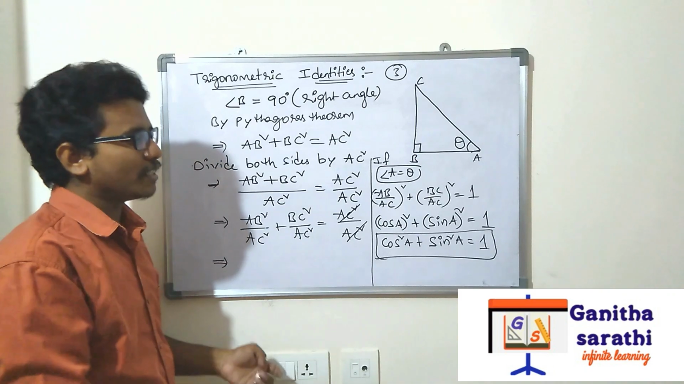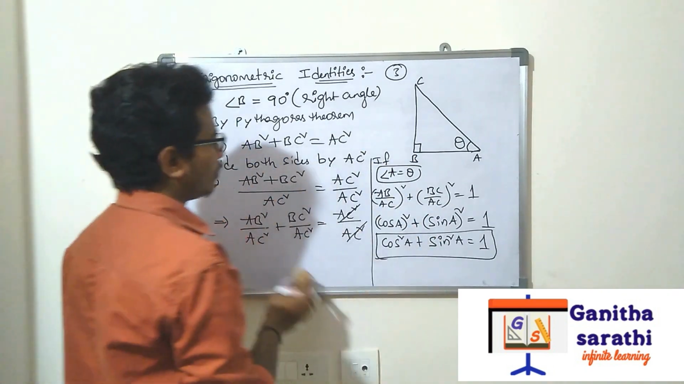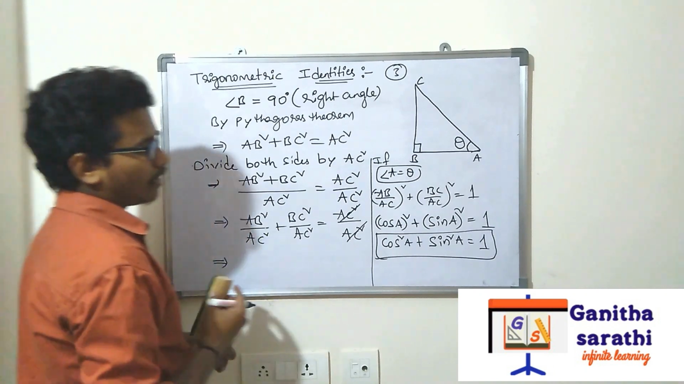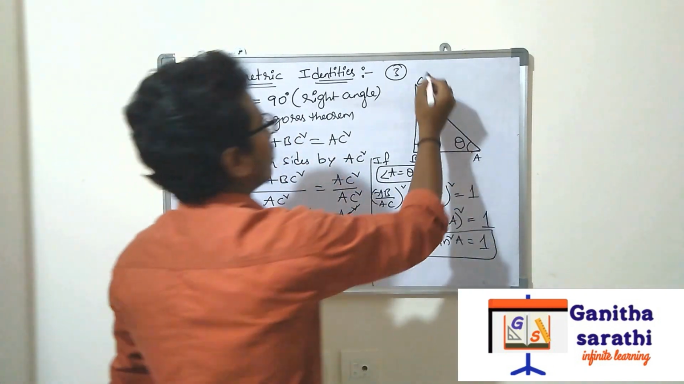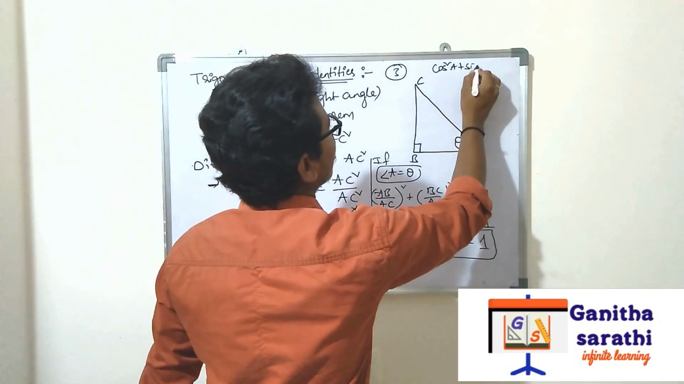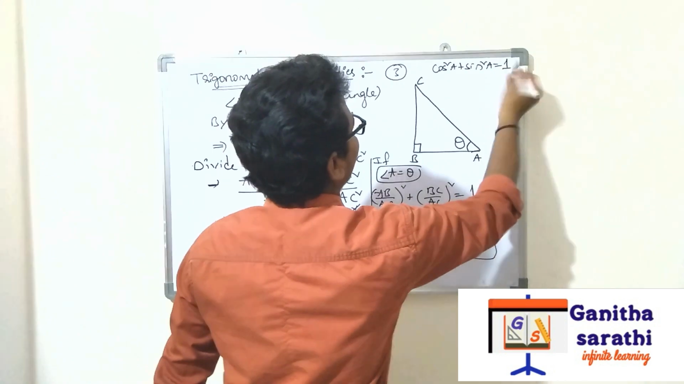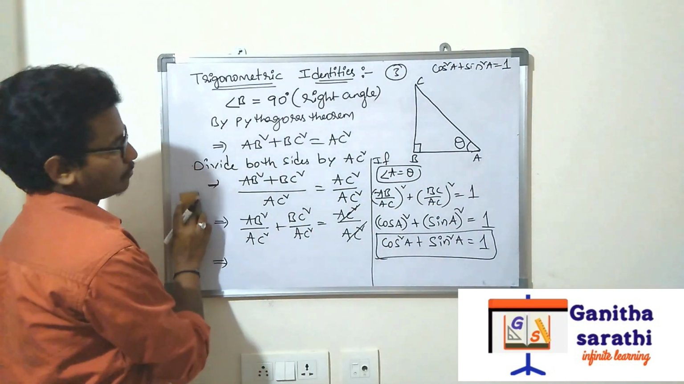In the same process, in the same method, divide by another measure, another length. Okay. Now, understood, this is the first identity. Cos square A plus sin square A is equal to 1. I am placing that one here. Cos square A plus sin square A is equal to 1. Okay. Now, let us move on to the next identity.